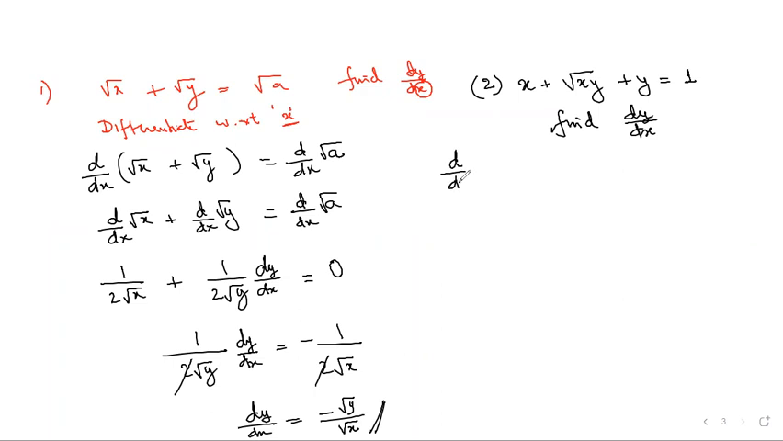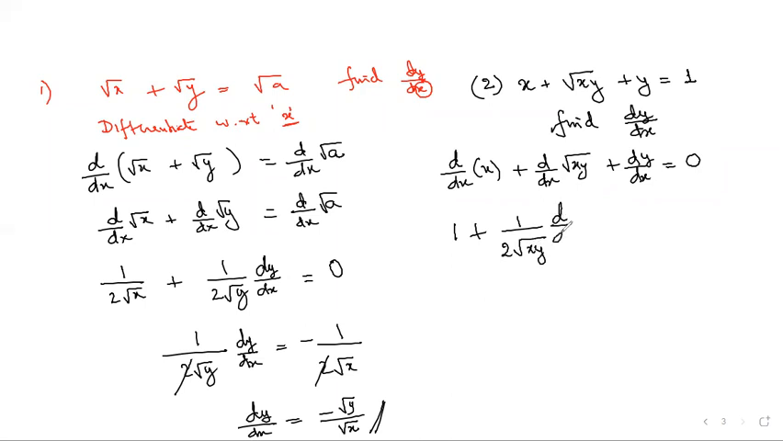So d by dx of x plus d by dx of root xy plus d by dx of y equal to 0. Now this is 1. How will you find the derivative of root xy? 1 upon 2 root of xy into the derivative of xy. Derivative of xy, this is a product, so product rule. Very good, Chirag.